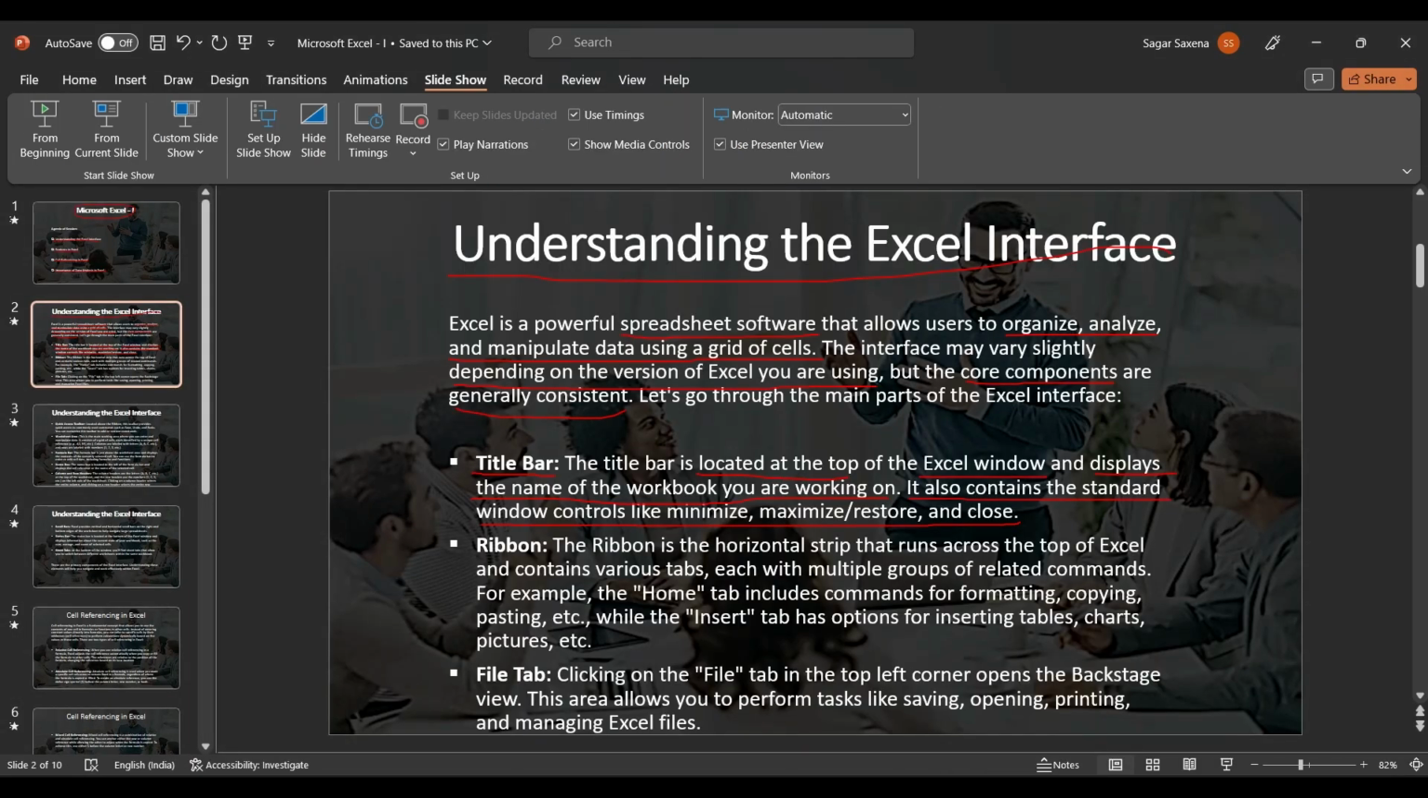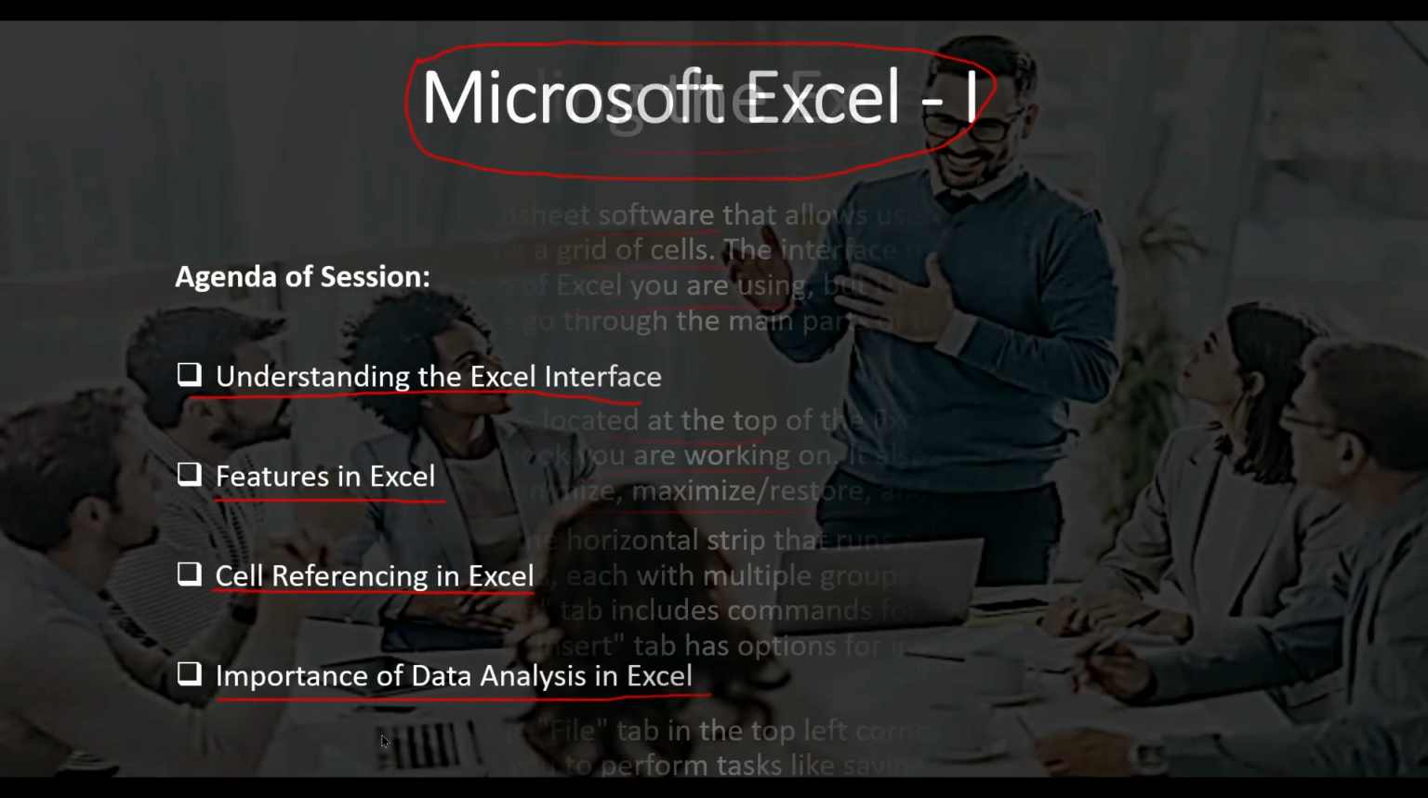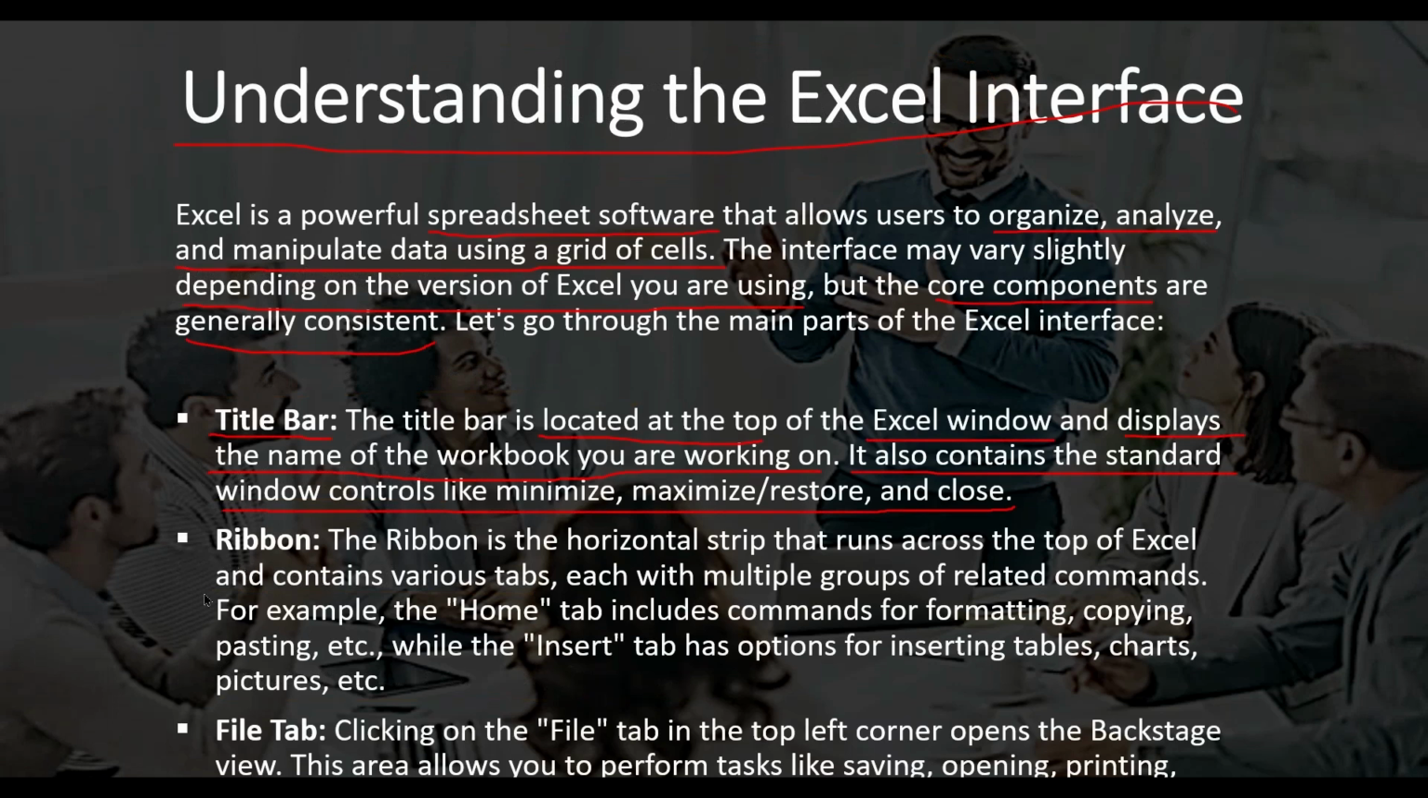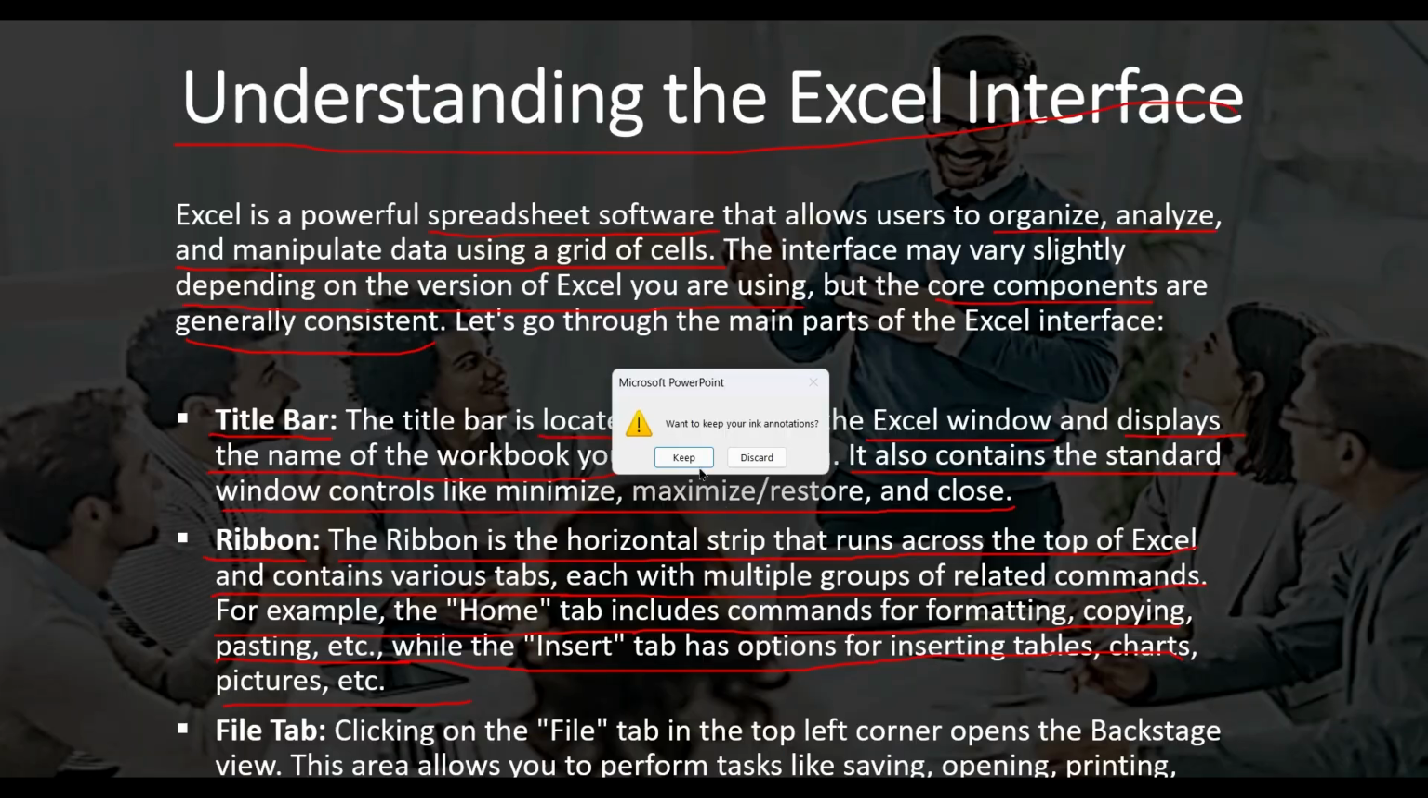Let's move forward. Then we have the ribbon. So what is the ribbon? The ribbon is the horizontal strip that runs across the top of Excel and contains various tabs, each with multiple groups of related commands. For example, the Home tab includes commands for formatting, copying, pasting, etc. While the Insert tab has options for inserting tables, charts, pictures, etc. Let's see how it looks like.